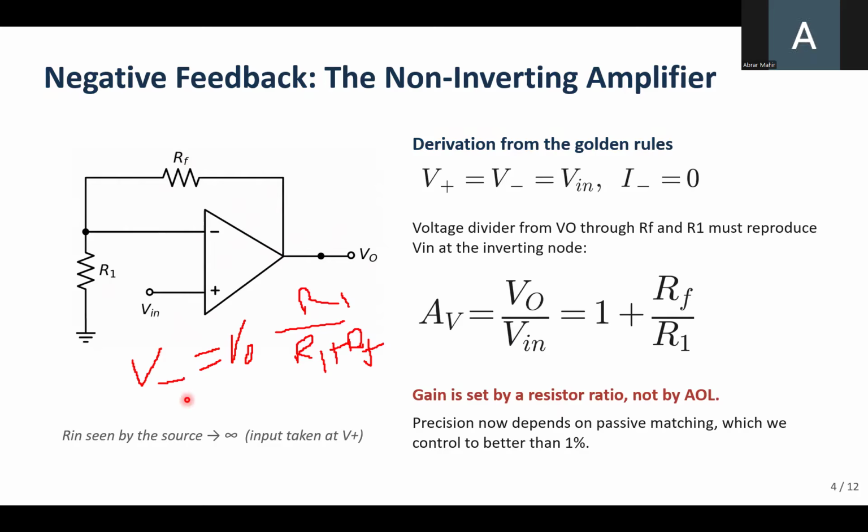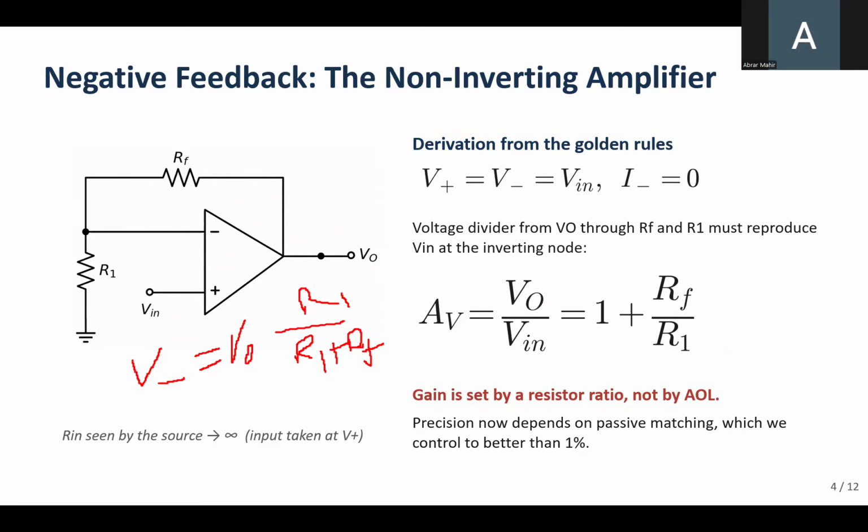We know that V minus and V plus are equal, and they're equal to V in. So we can replace it, and V naught over V in is equal to this ratio of the resistances. If we divide V naught by V in, we get the gain. So now we are controlling the gain by a set of resistor ratios, not by the open loop gain. Using feedback, we have very good control over the gain of our amplifier.